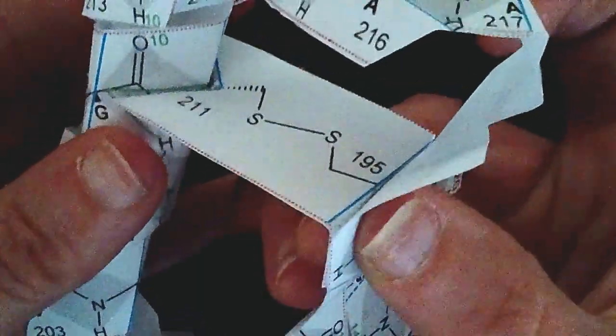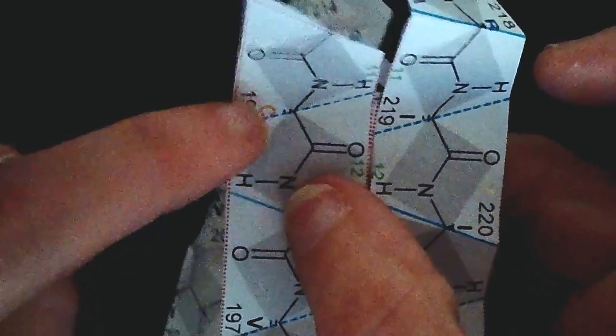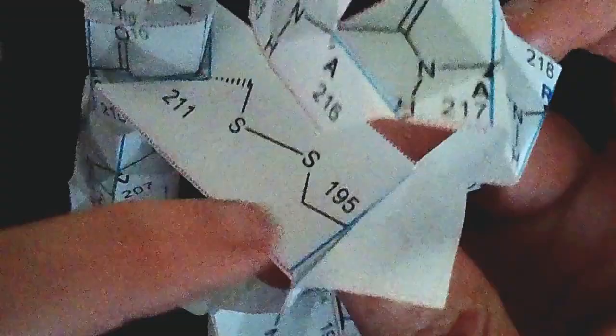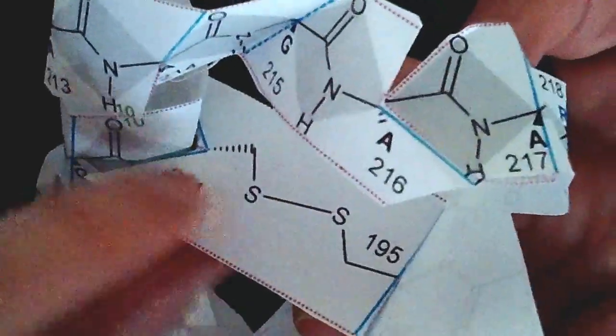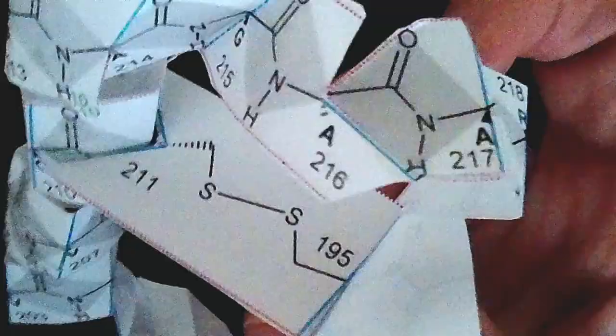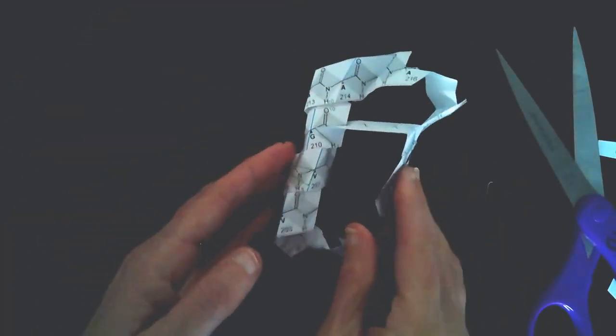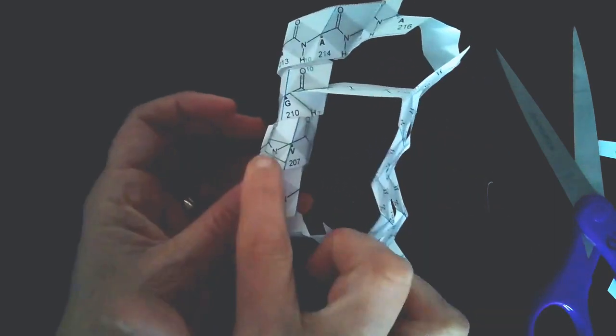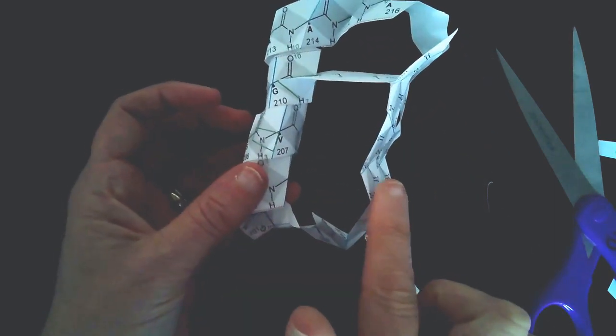Okay, there you go. And 195 is right on the other side of it, right? Or maybe 195 is cysteine. Yeah, I think 195. Yes, 195 is cysteine with the sulfur to the 211 cysteine with the sulfur. And now you have one really nice stabilizing force between the alpha helix on one side and the beta sheet on the other.